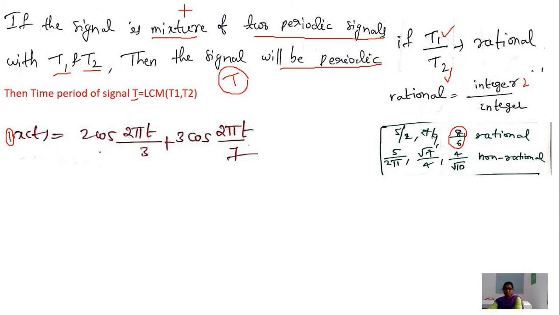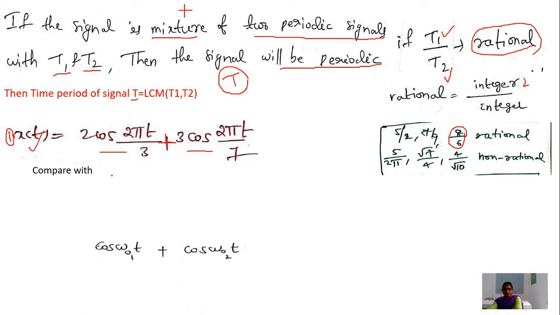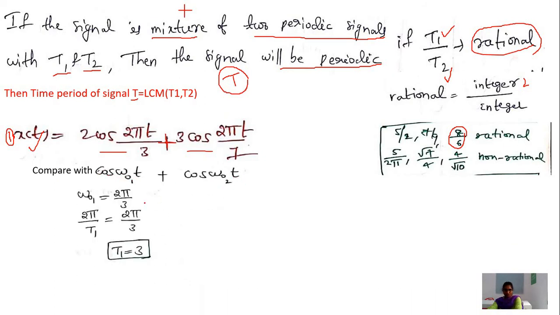Here I am giving you two cos signals and a mixture of them. First of all, we need to check whether it is a periodic signal or not. We can check the periodicity by this rational concept. If it is rational, the given signal is periodic. If not, non-periodic. Compare with the standard equation cos omega naught 1 t plus cos omega naught 2 t. Omega naught 1 is 2 pi by T1, 2 pi by 3. Here pi and pi get cancelled and we find T1 is 3.